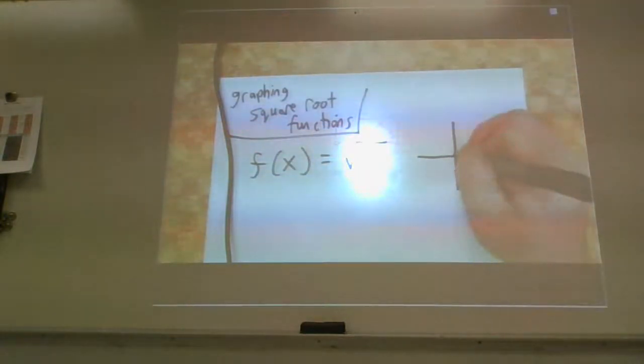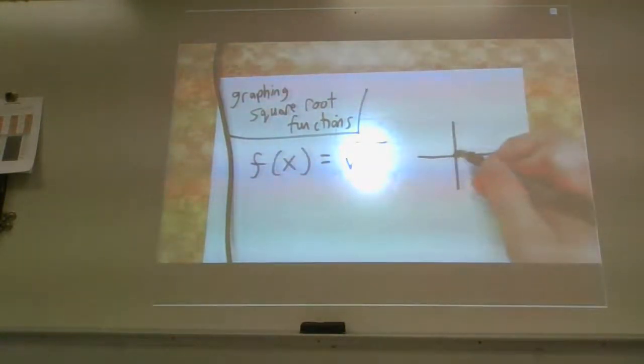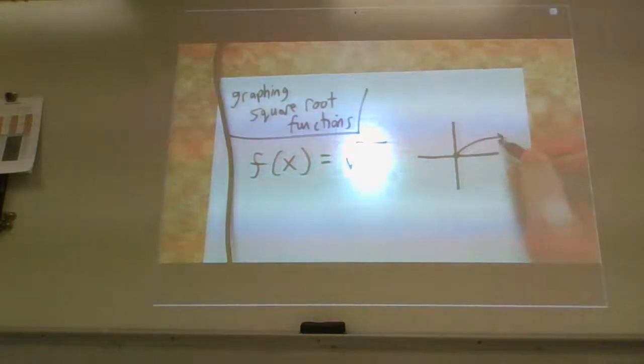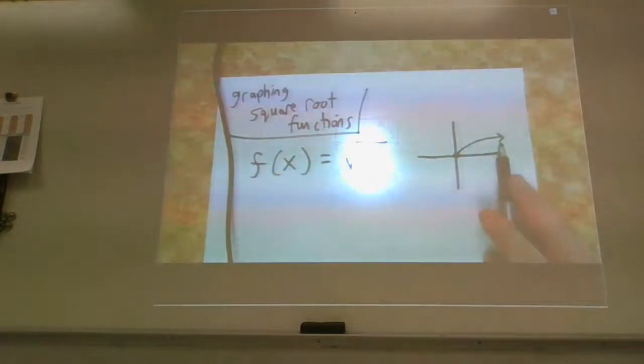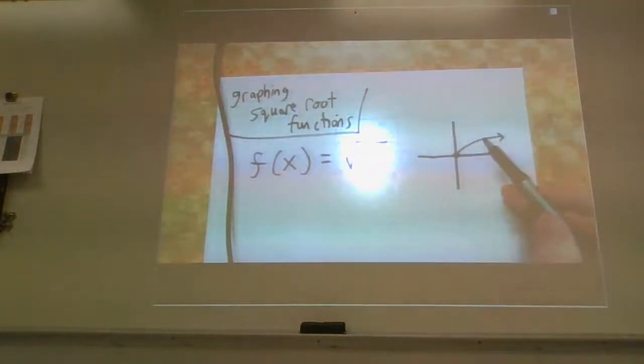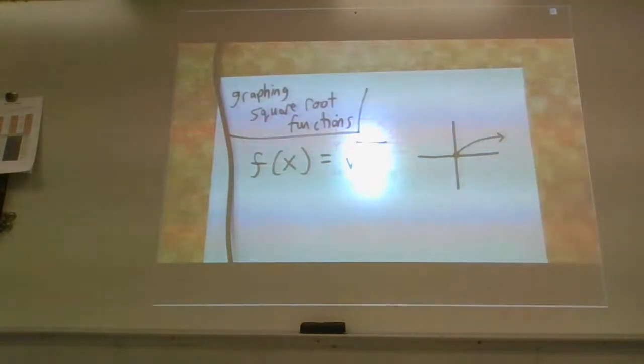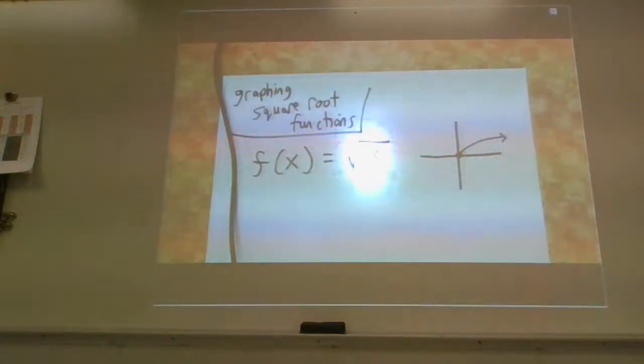So here's what the basic function will look like. The basic function will start off at the origin and will simply curve out like a parabola. But it will curve out like a parabola opening up to the side. This does not flatten out, just so you know. What I'm pointing to right here, it doesn't flatten out. It keeps going up and out forever.